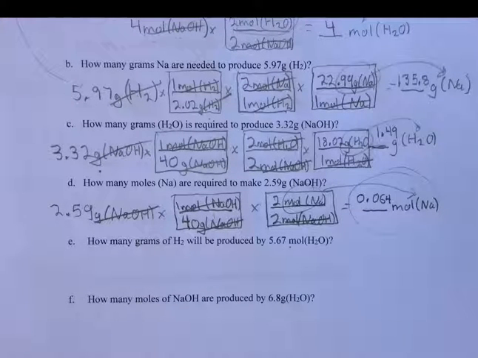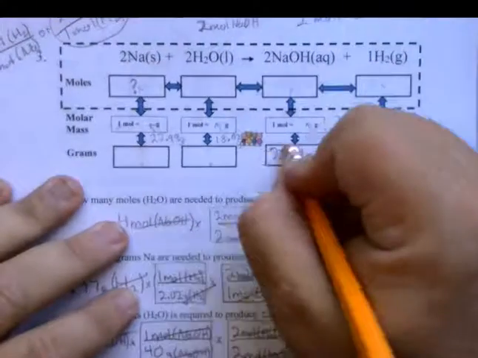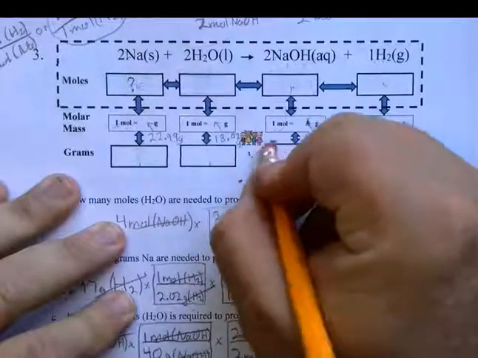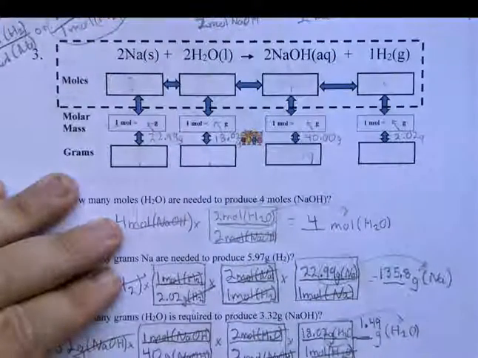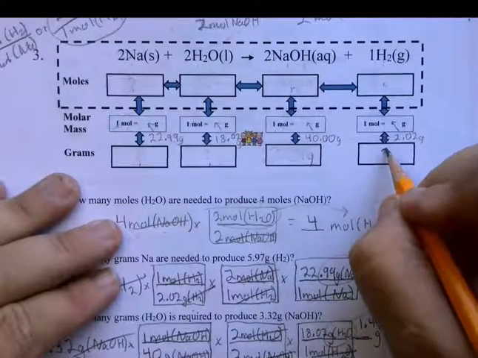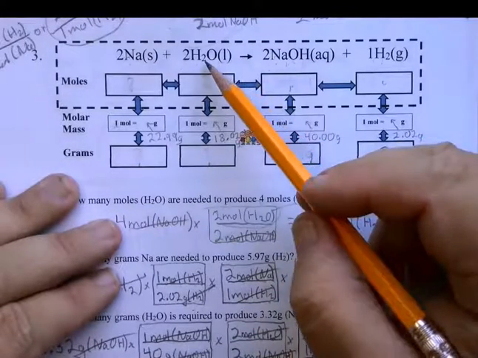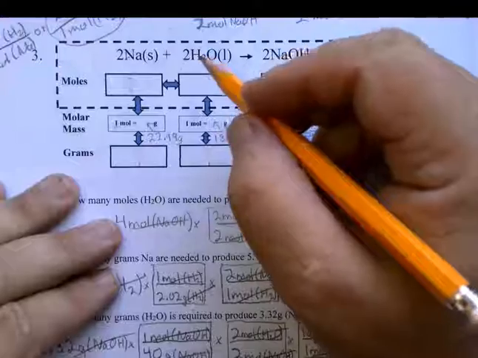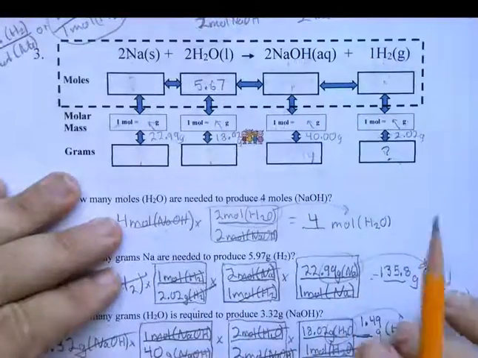Okay, next up, how many grams of hydrogen gas will be produced by 5.67 moles of water? So let's go back up to the diagram. Let's erase all the old stuff. So how many grams of H2 gas? So here's H2 and grams is down here, so that's our question mark. It's asking how many. And it's produced by 5.67 moles of water. There's water, and the moles row is up here inside the chemical equation. So that's 5.67. So what's our path?